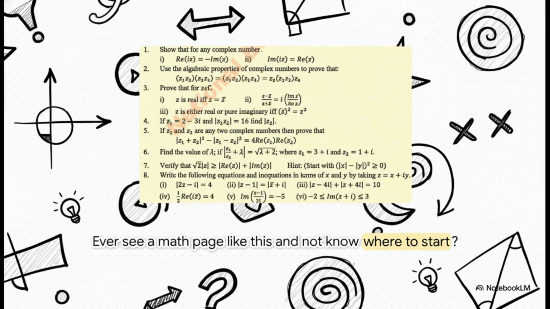Yeah, I get it. You see a page like this, full of Z's and I's and those little bars on top, and your brain just kind of goes, nope. It looks like a completely different language. But here's the thing. What if it's a language with just a few super simple rules? Rules that, once you know them, unlock the whole thing.